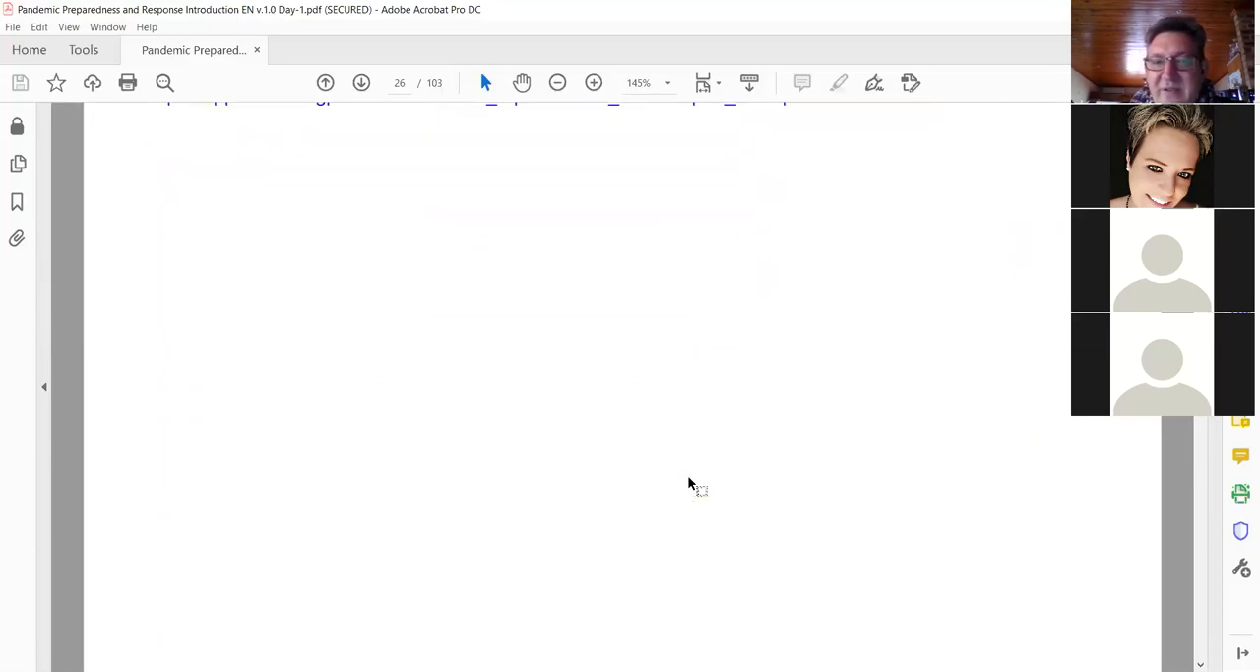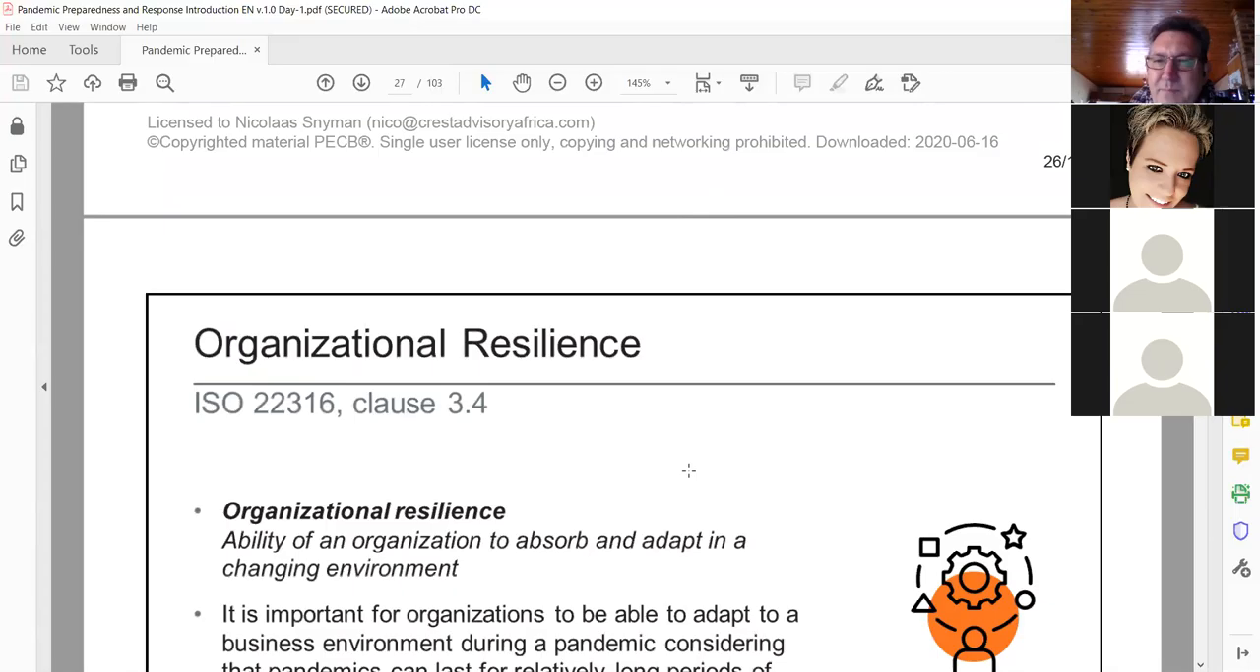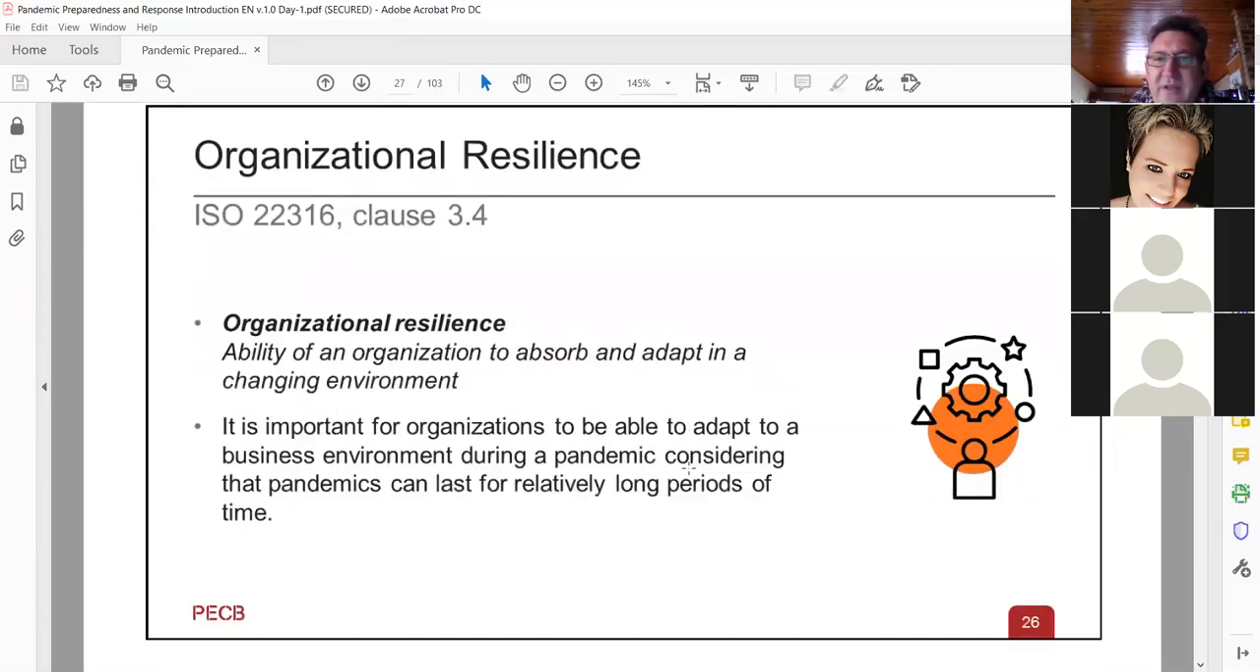So this course is actually a brand new course that we are providing. So, organizational resilience. What is the meaning of resilience? Firstly, if you're looking at the definition of resilience in ISO 22316, clause 3.4, resilience is the ability of an organization to absorb and adapt in a changing environment.